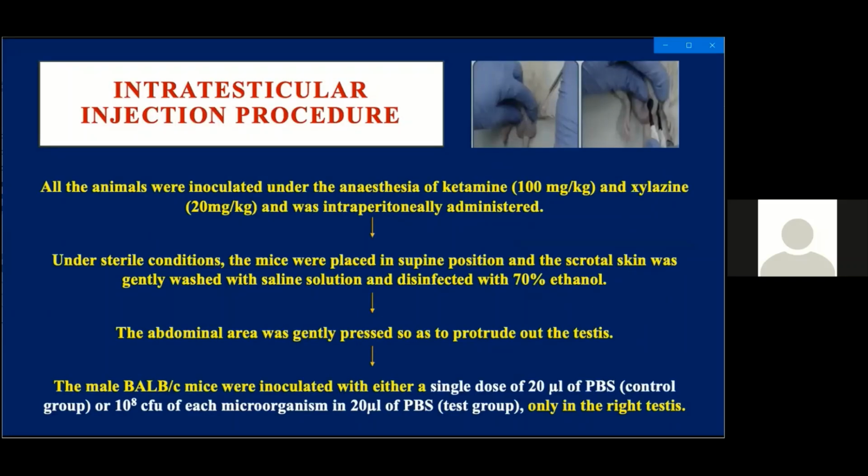This is how the organisms were administered intratesticularly. All the animals were inoculated under the anesthesia of ketamine and xylazine, which was administered intraperitoneally. Under sterile conditions, the mice were placed in supine position and the scrotal skin was gently washed with saline solution and disinfected with 70% ethanol. The abdominal area was gently pressed so as to protrude out the testes. The male mice were inoculated with either a single dose of 20 microliter of PBS in the control group or 10^8 CFU of each microorganism in 20 microliter of PBS in the test group. The point to be noted is the organism was administered as a single dose only in the right testis.